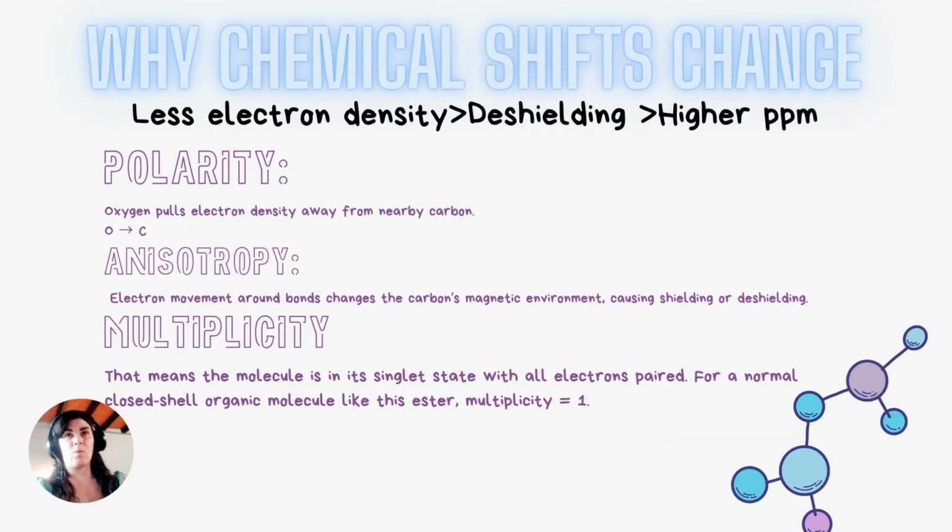So this is going to be about why chemical shifts change, and this is pretty much just representing the idea that less electron density equals deshielding, which equals higher ppm. And basically, this means that oxygen pulls electron density away from carbon, leaving carbon more deshielded and pushes its signal to a higher ppm. The anisotropy also changes the magnetic environment around the carbon, which can affect shielding. And because this is a closed shell molecule with paired electrons, its multiplicity is 1.